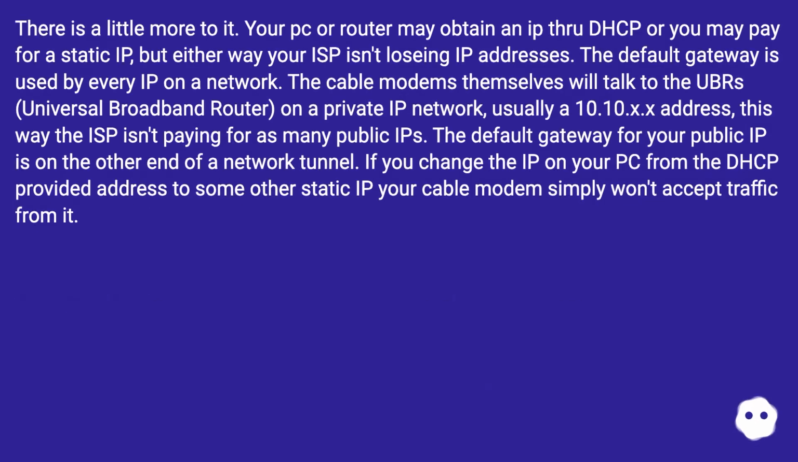There is a little more to it. Your PC or router may obtain an IP through DHCP, or you may pay for a static IP, but either way your ISP isn't losing IP addresses. The default gateway is used by every IP on a network. The cable modems themselves will talk to the UBR, Universal Broadband Router, on a private IP network, usually a 10.10.x.x address. This way the ISP isn't paying for as many public IPs. The default gateway for your public IP is on the other end of a network tunnel. If you change the IP on your PC from the DHCP provided address to some other static IP, your cable modem simply won't accept traffic from it.